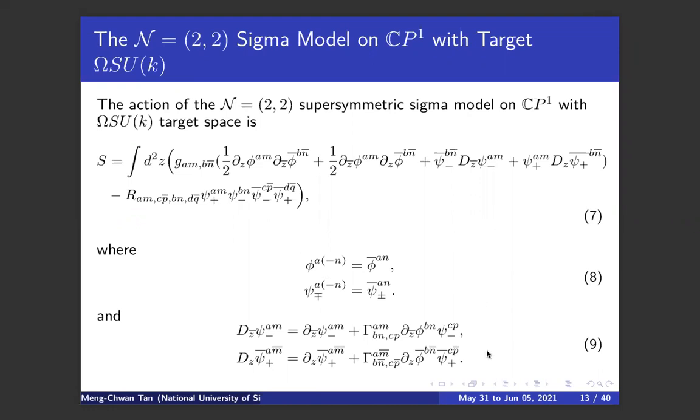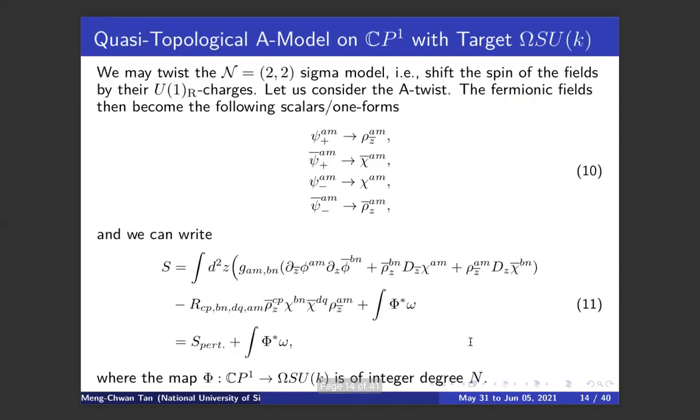Okay, and this is the usual covariant derivative. Here are the scalars, here are the spinors, the Riemann curvature 4-tensor, and the Christoffel connection of the target space. Sorry, not gamma matrix, Christoffel connection. So this looks familiar for people who work on this.